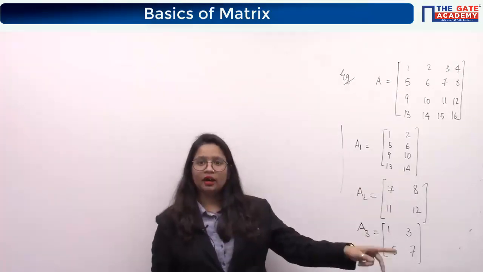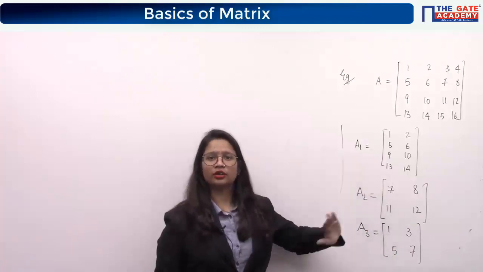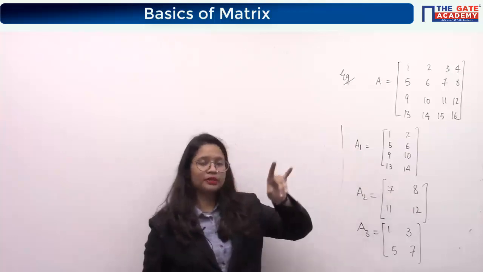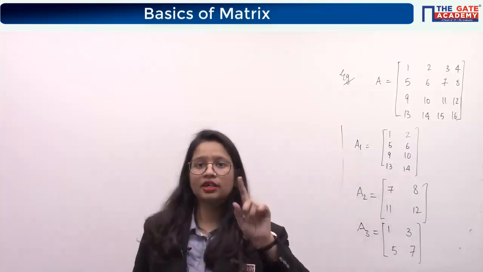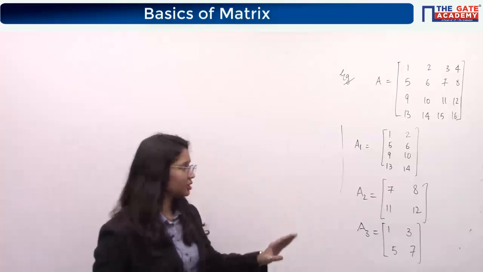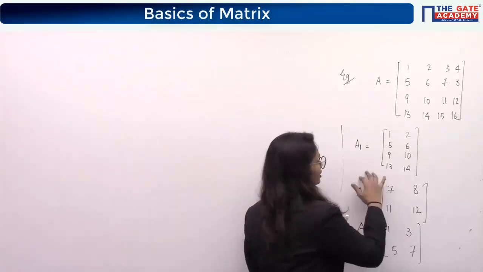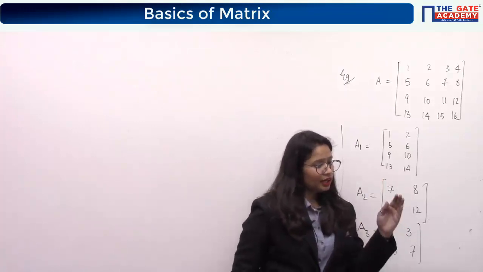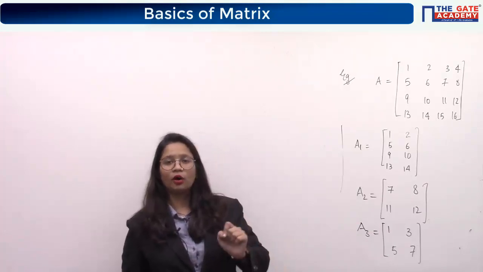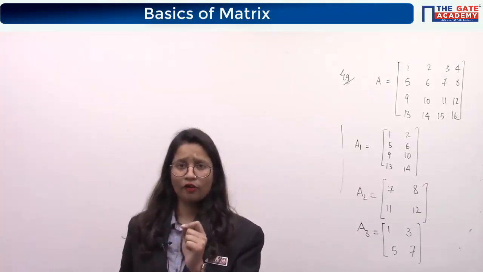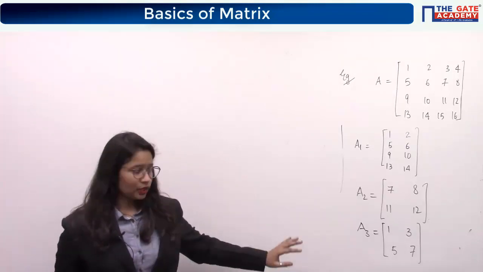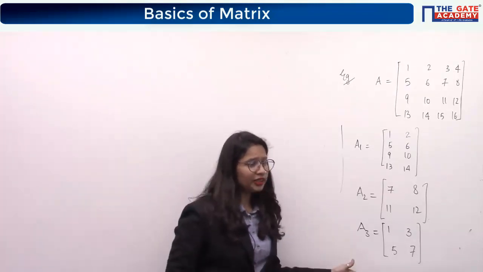A1 can't be a principal submatrix, again I'm repeating, because it is not a square submatrix. First of all, it should be a square submatrix. Second, it will be called a principal submatrix only if its diagonal elements are also the diagonal elements of A. What is the condition? Diagonal elements of the submatrix should be the diagonal elements of matrix A.